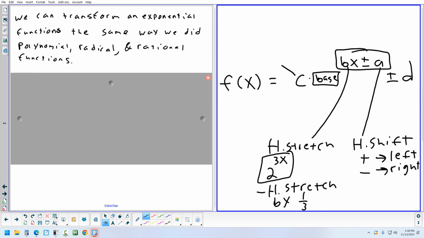What does C do? It's on the outside. Vertical stretch, but it's like B because it's multiplication. Vertical stretch. And C is not backwards. If C is a 5, that's a vertical stretch by 5. If C is a half, that's a stretch by a half.